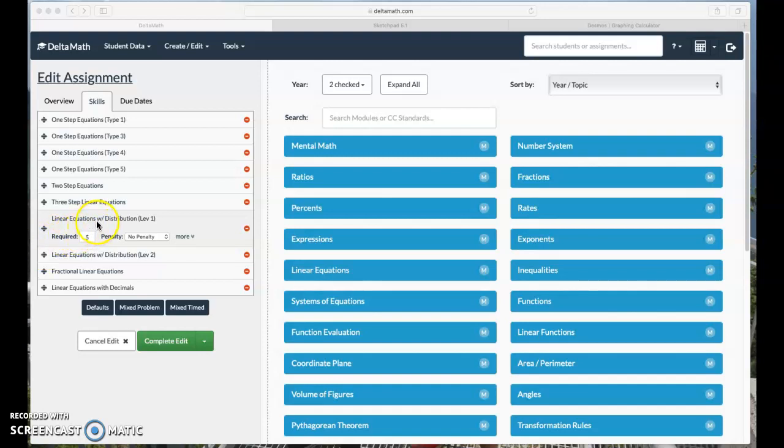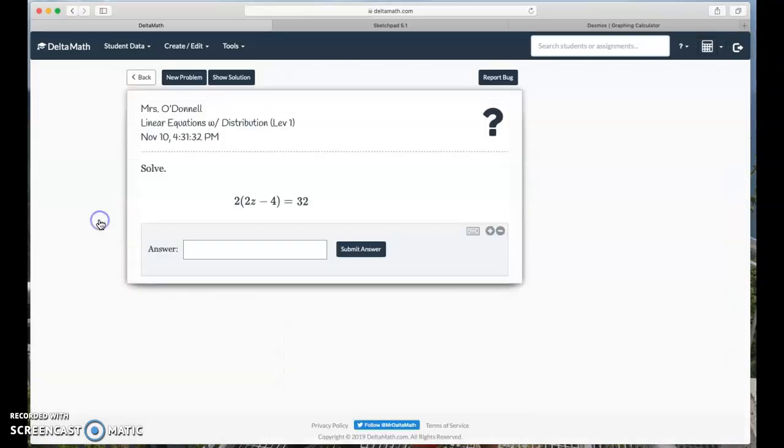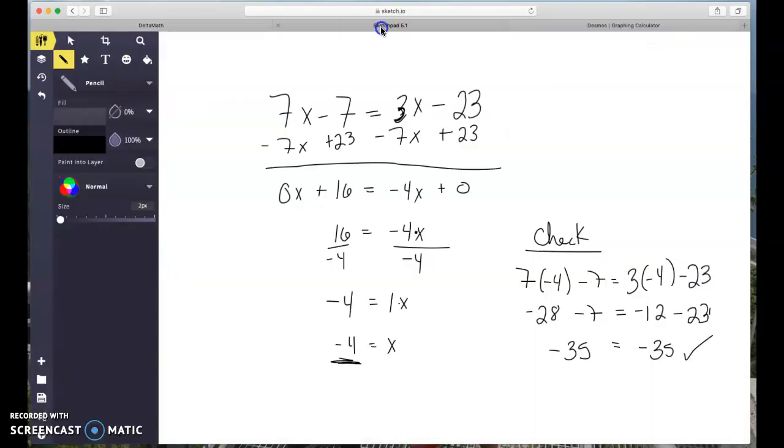Linear equations with distribution level 1. All right, so first thing we want to do, grab our equation, write it down on our scrap paper. So we've got 2 times 2z minus 4 equals 32.